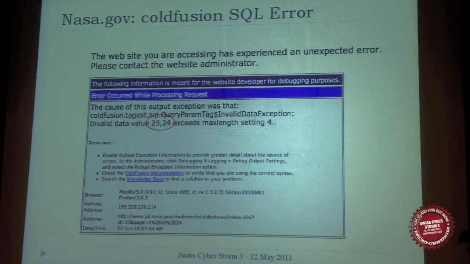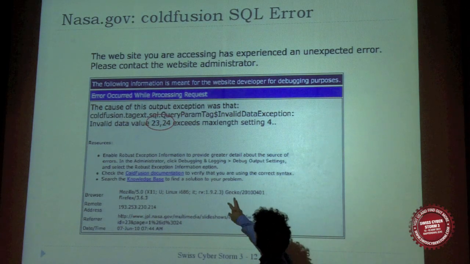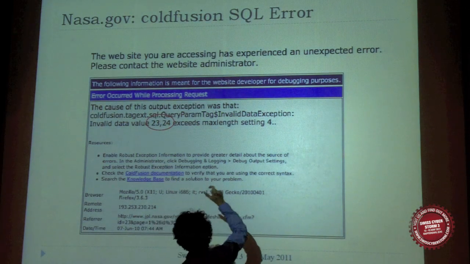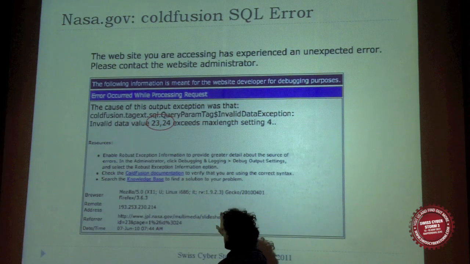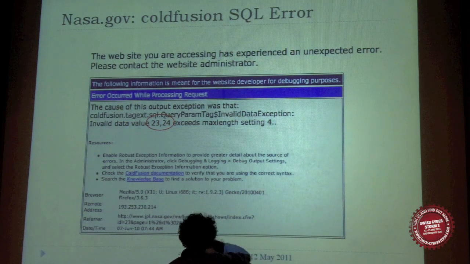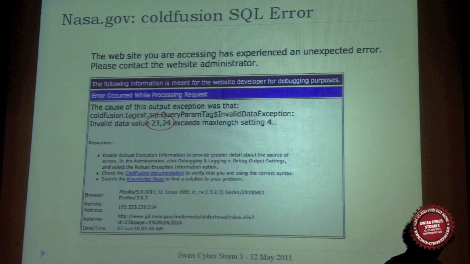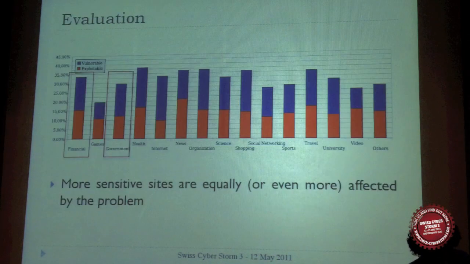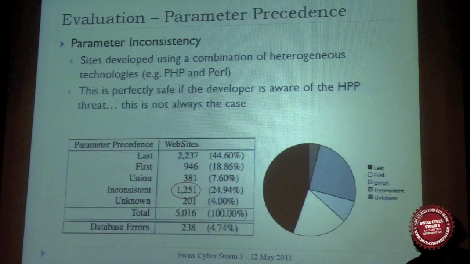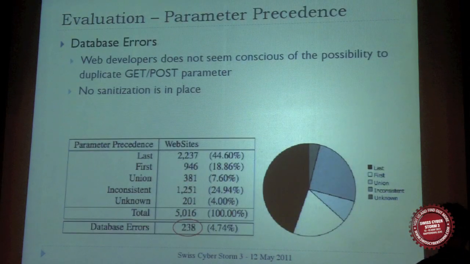This is, for example, a page. You have a normal parameter called U23, you inject a new parameter called ID with value 24, and the application concatenates these two parameters to give an error. So this 5% means that about 5% of applications are not aware of a problem and they don't actually sanitize the value used by the application.